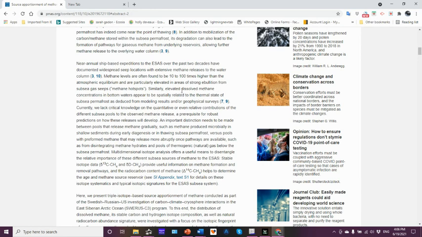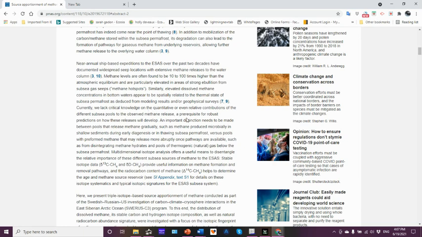So when the dissolved methane starts to be above equilibrium, it's going to bubble out of solution and then go into the free gaseous state, and then eventually find its way to the atmosphere. Similarly, elevated dissolved methane concentrations in bottom waters appear to be spatially related to the thermal state of the subsea permafrost, as deduced from modeling results and or geophysical surveys.